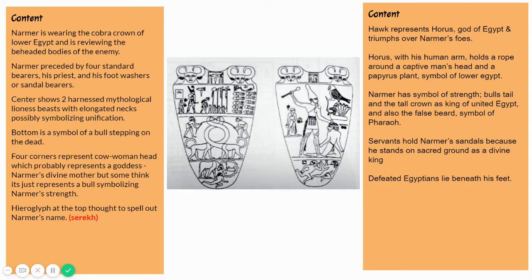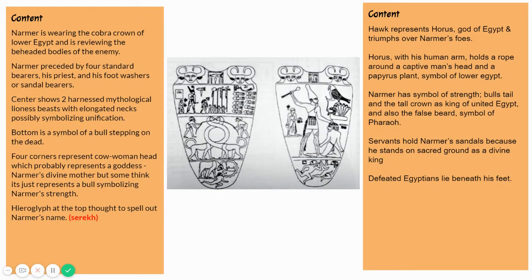Okay. We have servants again that are holding Narmer's sandals, because see, now he is a divine ruler, so he is standing on sacred ground as a divine king. And then below again, we have nude figures. They are debased and they represent the defeated Egyptians. So this entire narrative story talks about King Narmer, who united Egypt and became the first pharaoh over a unified Egypt.